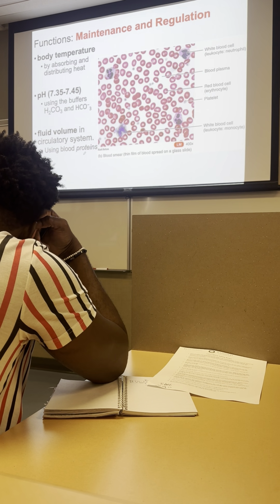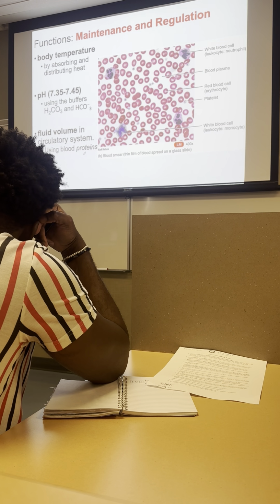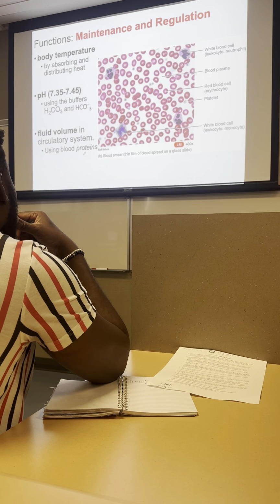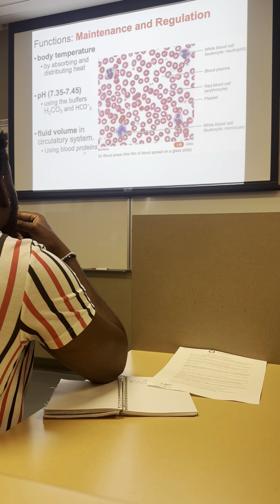Okay, what's another function here of the blood? It's important that it helps maintain and regulate certain things, okay? It helps maintain and regulate body temperature, pH, and fluid volume. Very important to understand this. So what does this mean? If we look at body temperature, what does that mean? We know it absorbs and distributes heat.